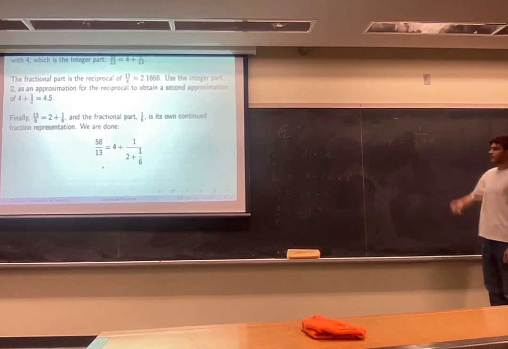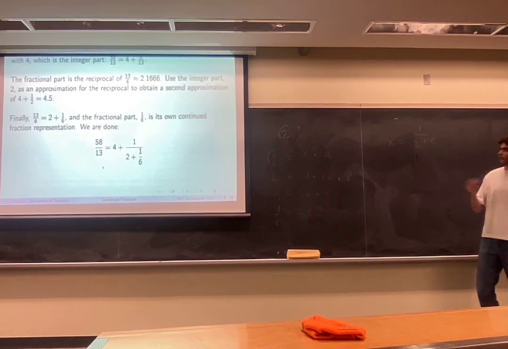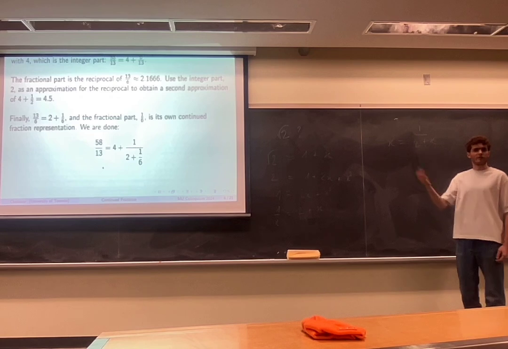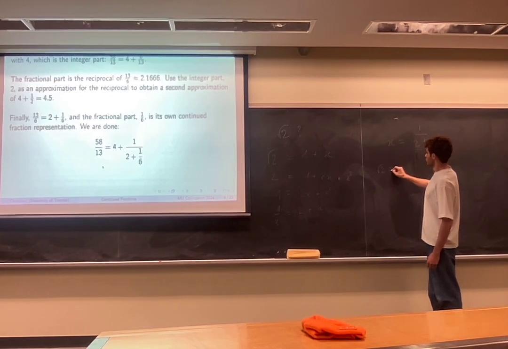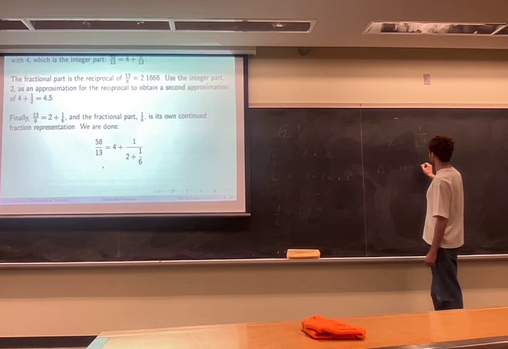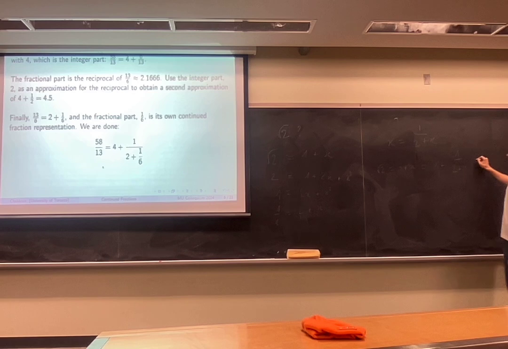And this gives us a sort of recursive formula for how to calculate the continued fraction. Because we know that the square root of 2 is 1 plus x, but that is equal to 1 plus 1 over 2 plus x, which is equal to 1 plus 1 over 2 plus 1 over 2 plus x.